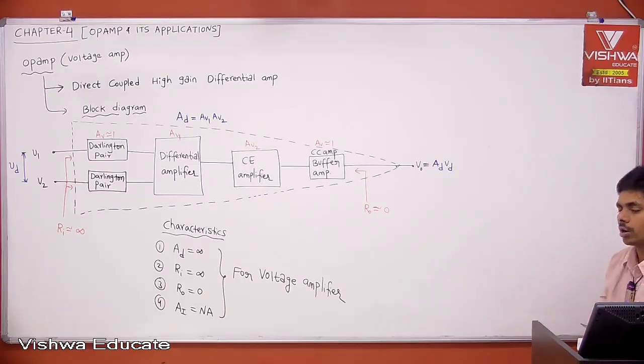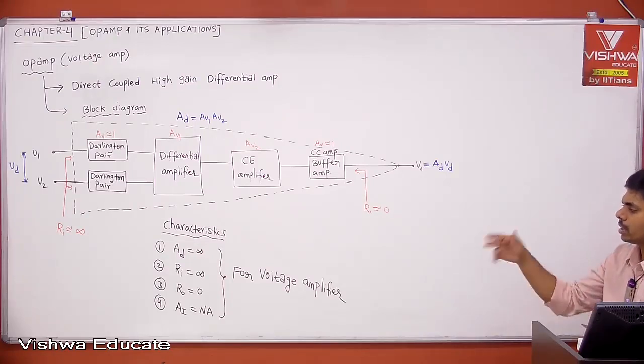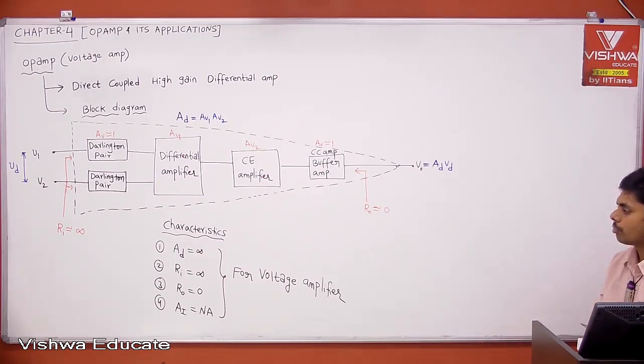Practically, current voltage gain is not infinity. Practically, if you take the IC741 op-amp, I'll give you the list later after explaining the differential amplifier. The differential gain is 2 into 10 to the power of 5, which means 2 lakhs. Input impedance will be in the order of tens of mega ohm. Output impedance will be in the order of tens of ohm, less than 10 or less than 20 ohm. Then you can say it is almost ideal. Even though gain is 2 lakhs, you can treat it as infinity only. Okay.